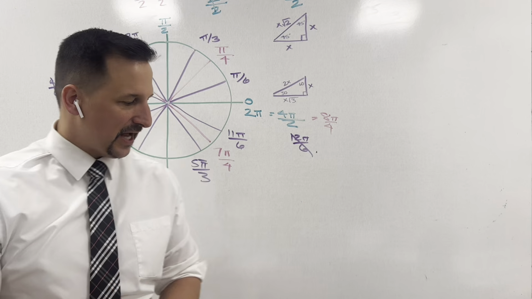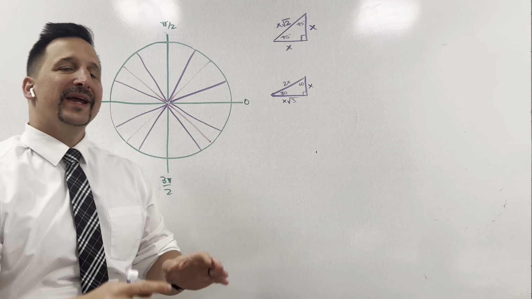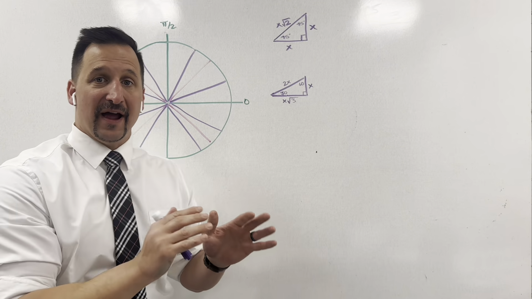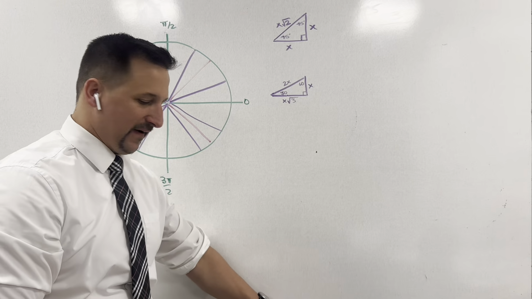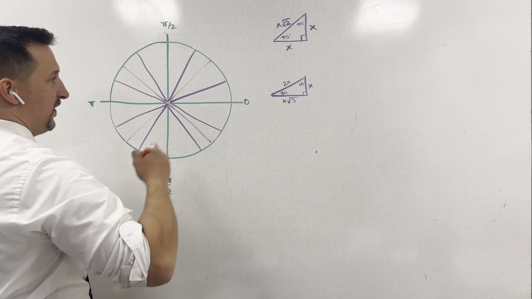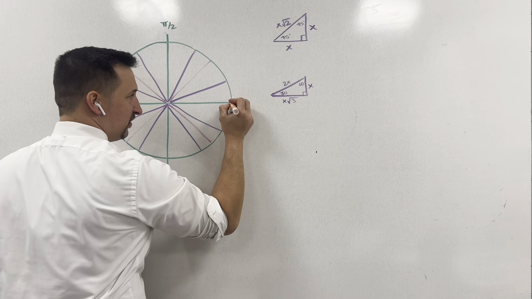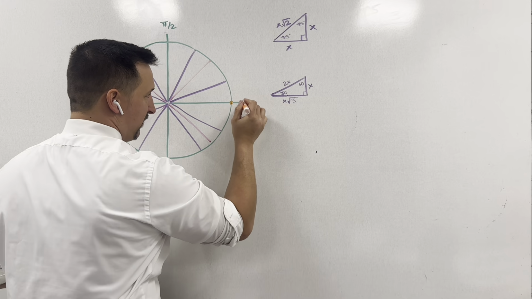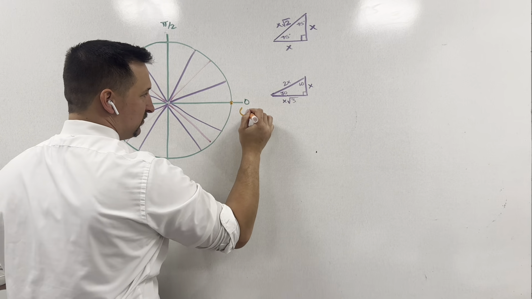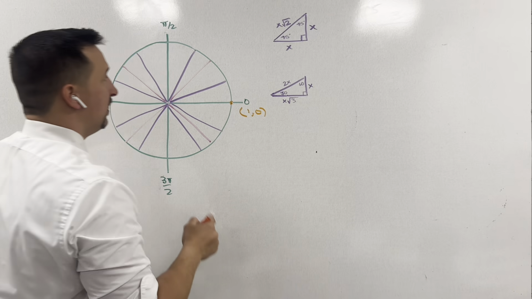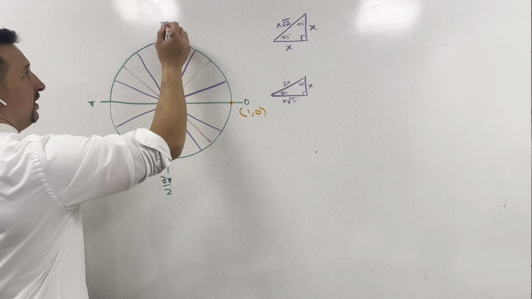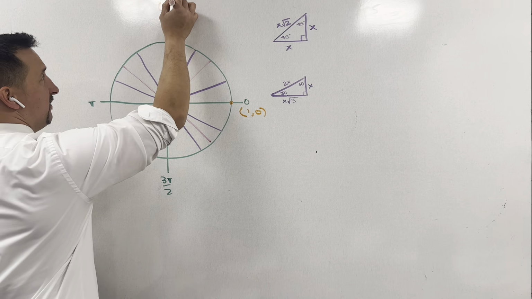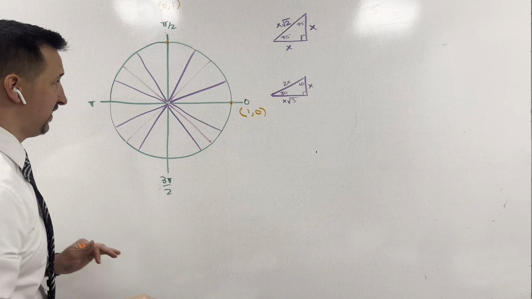radian measures. Now, within our unit circle, we have x and y values. For example, if I take a look at this right here, the definition of a unit circle is it has a radius of 1. So that means this point right here is x is 1, y is 0. This point right here has a point of 0, 1. The x value is 0, the y is 1.